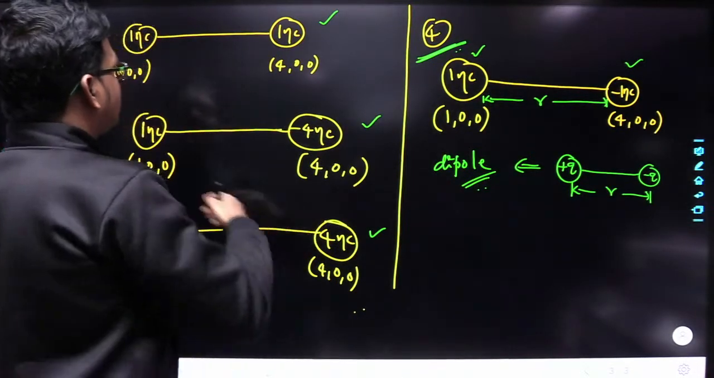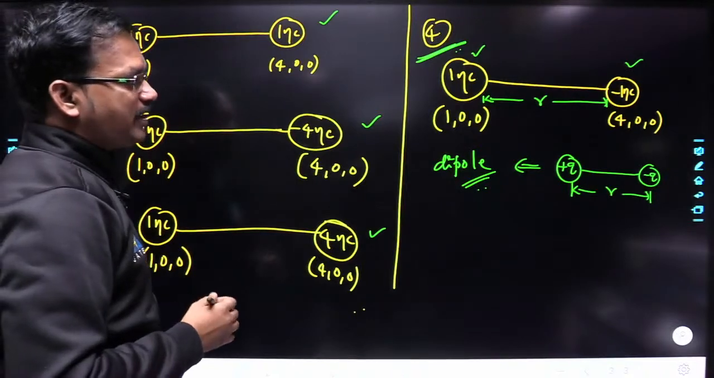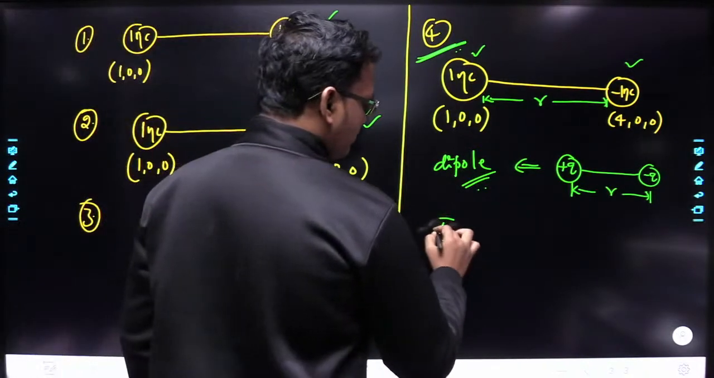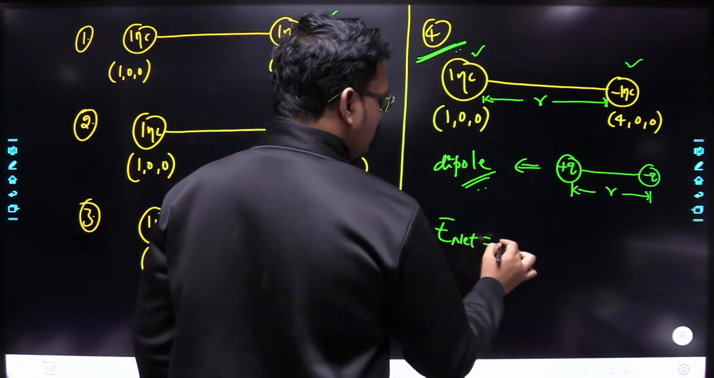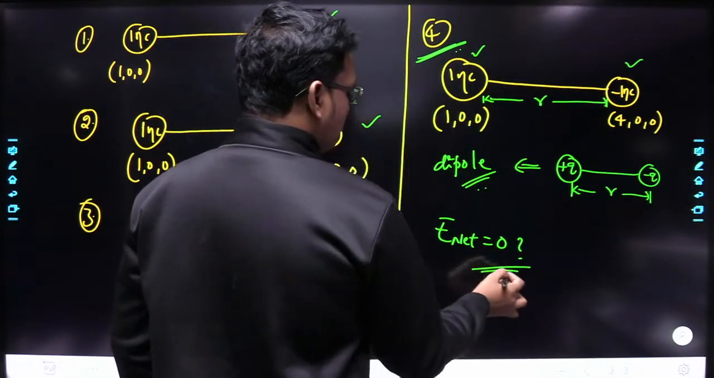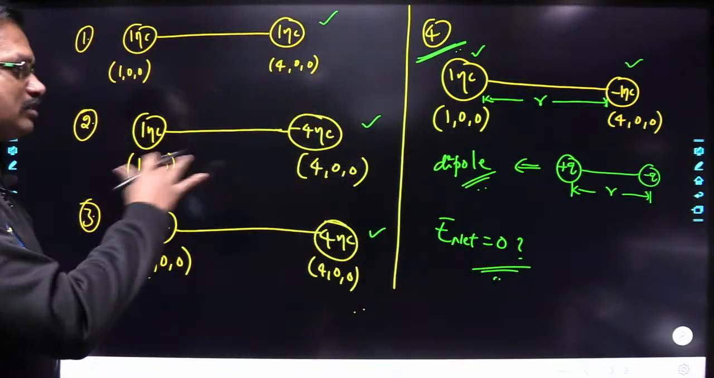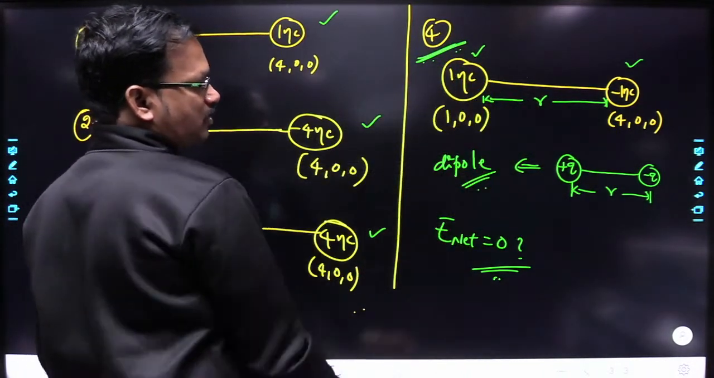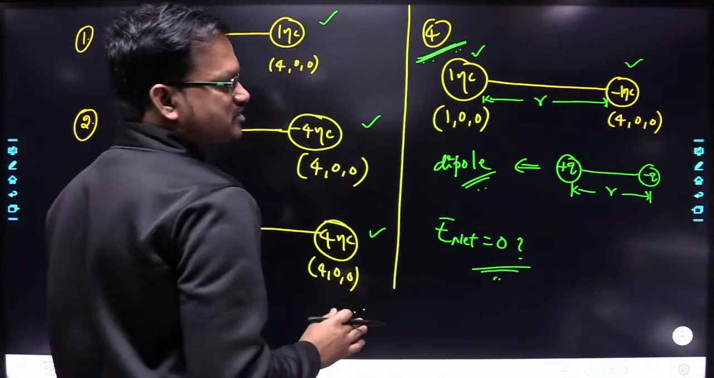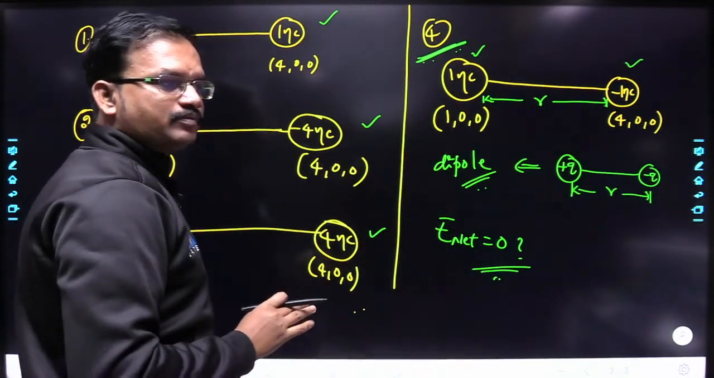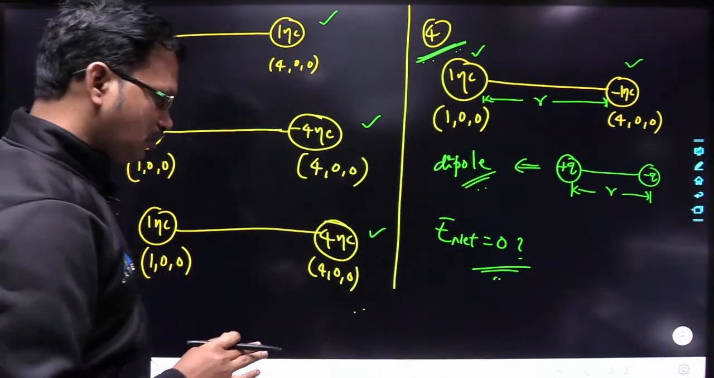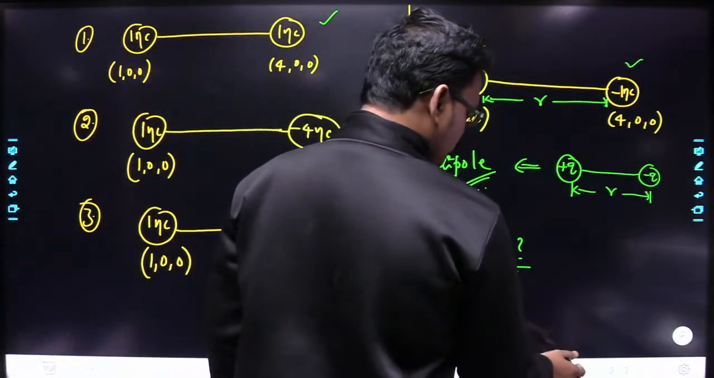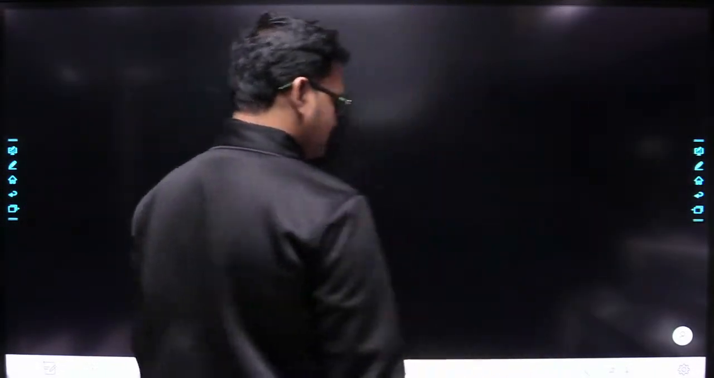So based upon that, we have determined where the net electric field is becoming equal to 0. Understood? We have determined this point in all the cases, but we have observed that in the fourth problem, we cannot find a single point in space where the net electric field will become equal to 0. Understood? So these are the things we have seen in the previous session, right?